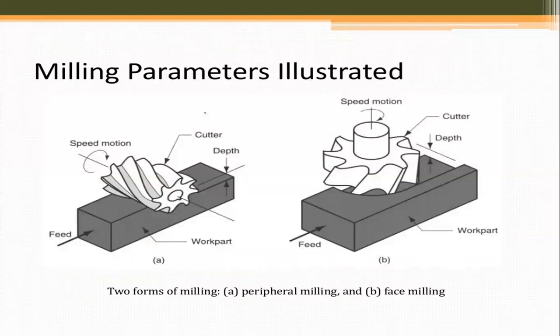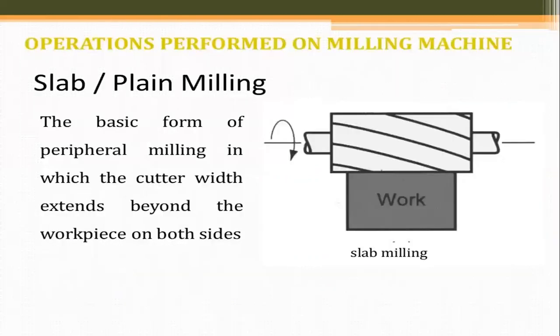The milling parameters are illustrated in 2 forms. The first one is peripheral milling and the second is face milling. In a milling machine, the following operations are performed. First one is slab or plane milling, the basic form of peripheral milling in which a cutter extends beyond the workpiece on both sides. It will be rolling on the face of the top portion of the workpiece. By this rotation, we will obtain the machined workpiece.